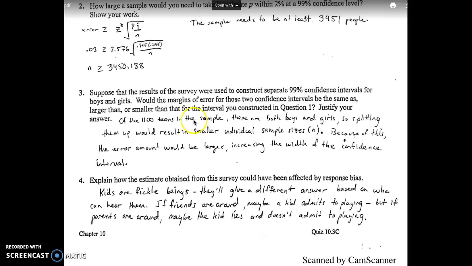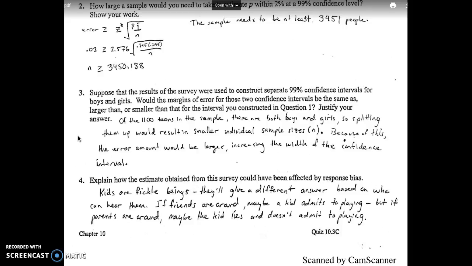Question 3. Suppose that the results of the survey were used to construct separate 99% confidence intervals for boys and girls. Would the margins of error for these two confidence intervals be the same as, larger than, or smaller than that for the interval you constructed in question 1? Justify your answer.